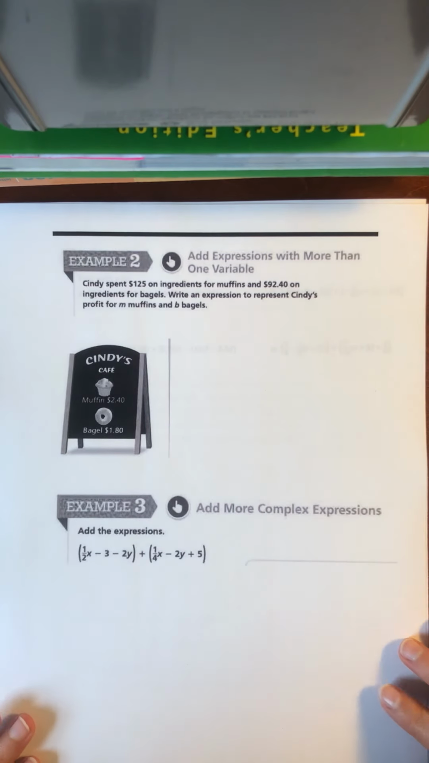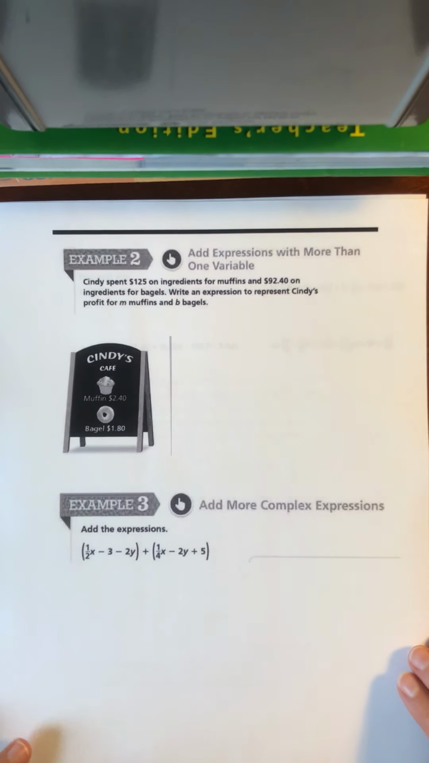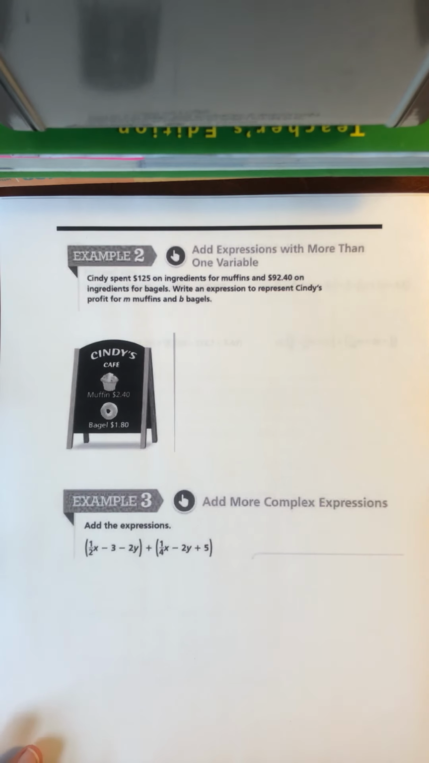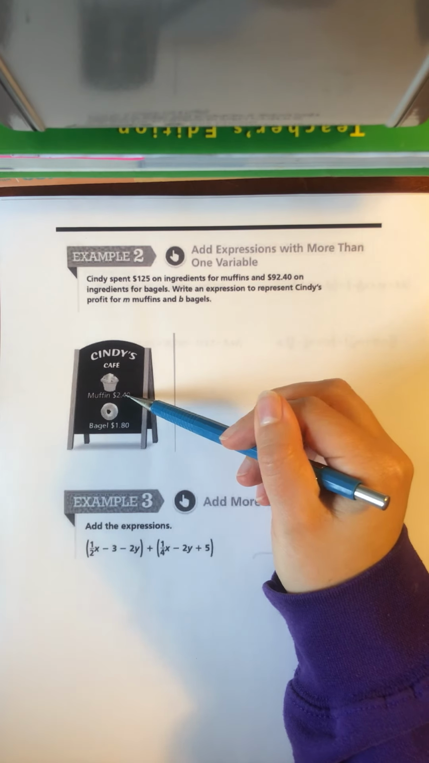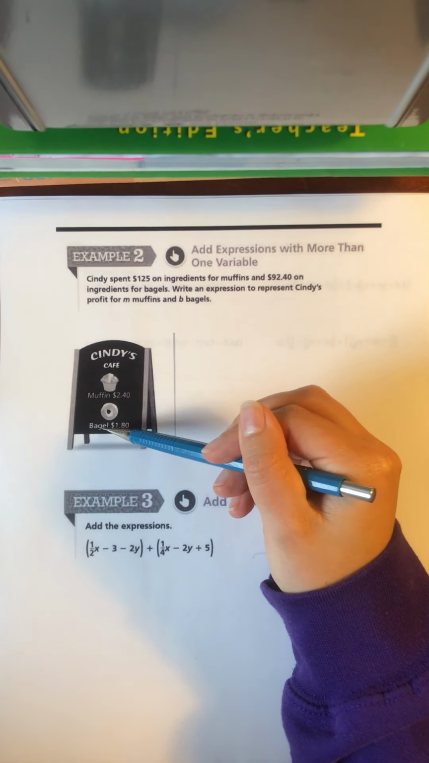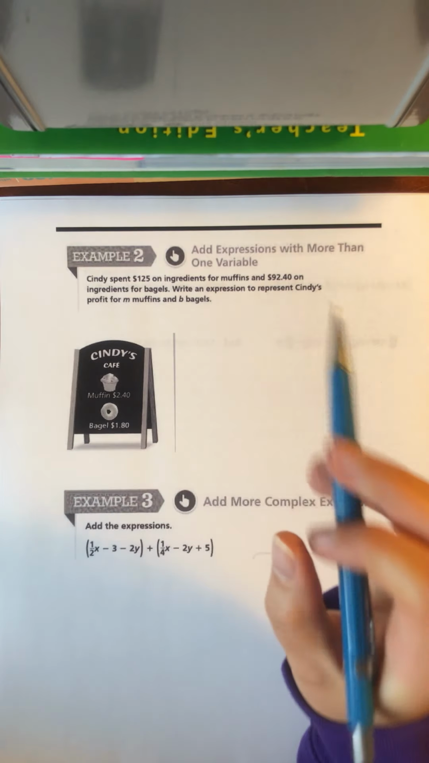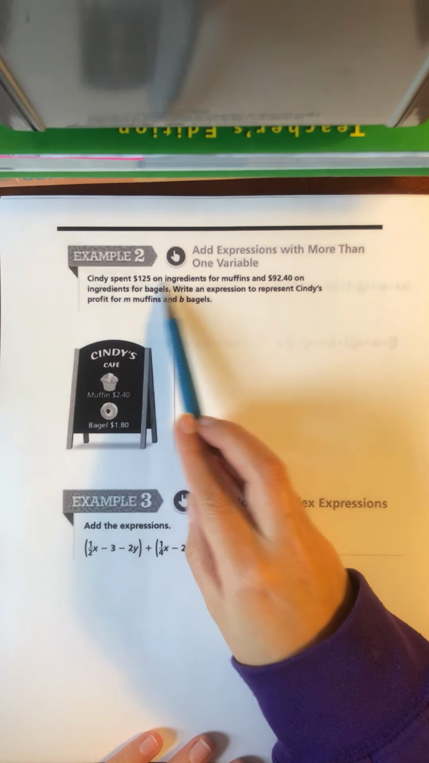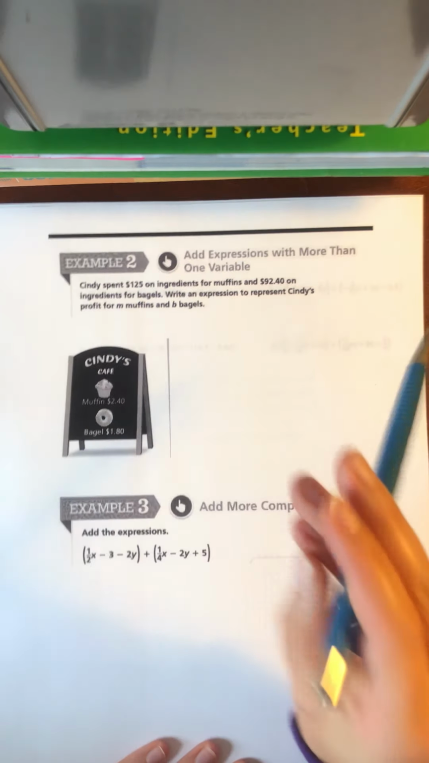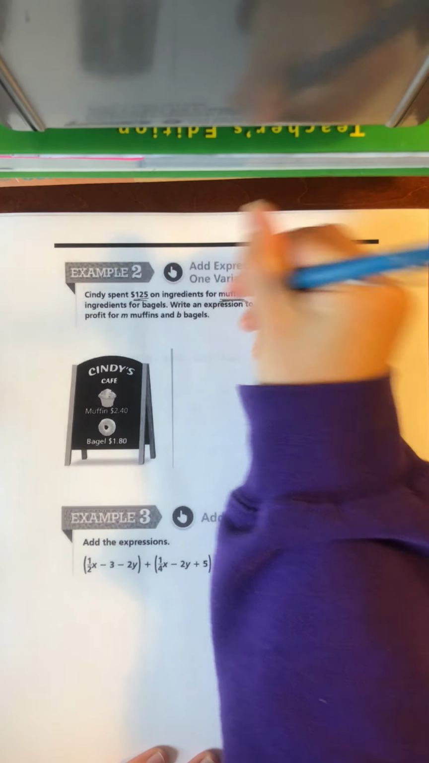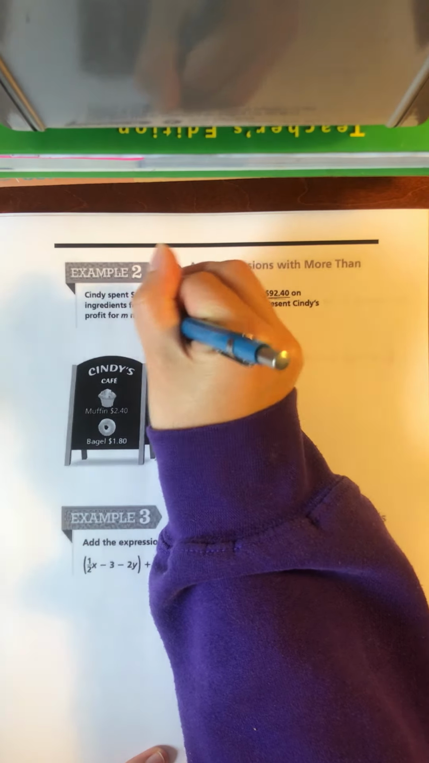Okay, next we're on to example 2. Add expressions with more than one variable. Cindy spent $125 on ingredients for muffins and $92.40 on ingredients for bagels. Write an expression to represent Cindy's profit for M muffins and B bagels. Okay, so if we look at the picture, it says that a muffin costs $2.40 and then a bagel costs $1.80. So basically, this is how much she's spending on ingredients, so $125 for muffins and then $92.40 for bagels.